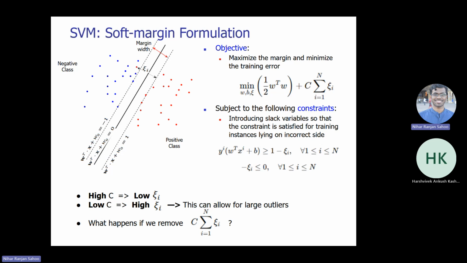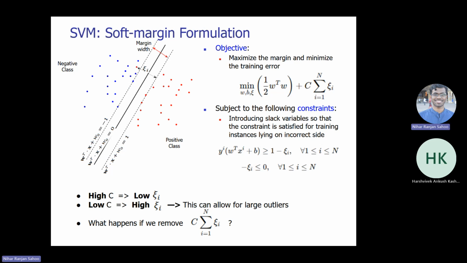If you assign some slack variable, what are we saying? We know this line is W transpose X plus B equal to plus 1. This is plus 1, this is minus 1. Now what is the point that is an outlier for this class? This is the point. Bring it back to its original class. How do you bring it back to the original class? Subtract some variable called xi.